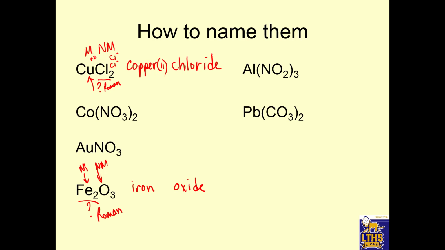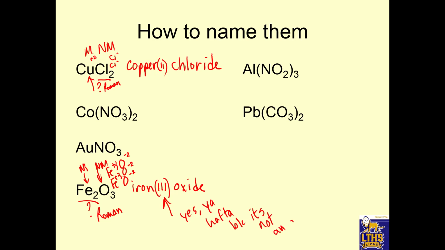Roman. So I need to take it apart. Iron oxide, 2 iron. Each oxide is -2 because oxide is always -2. That means this is a +3 and that's a +3. So I got to put a Roman numeral. I have to. Yes, you have to. Because it's not an always. It's not always the same.